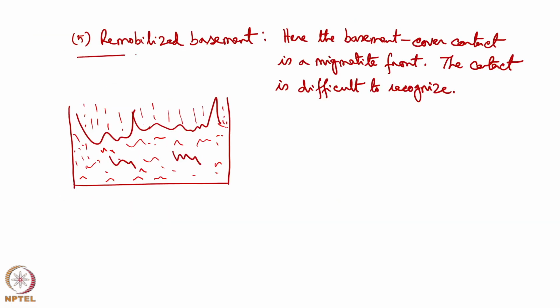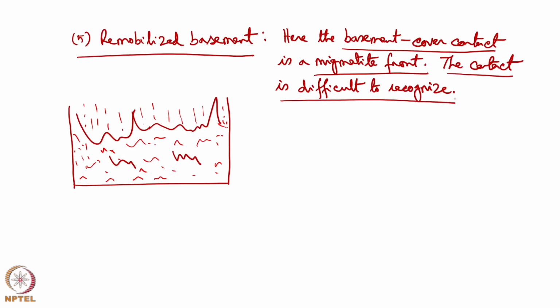Now I come to the remobilized basement case. Here the basement cover relationship is a migmatite front and the contact is difficult to recognize. Here is the diagram. The basement rock is intensely folded and the basement cover contact is difficult to recognize. This fold is a non-periodic fold, and there can be isolated folds also found within the cross section. So, these are the 5 possible varieties of the basement cover relationship.